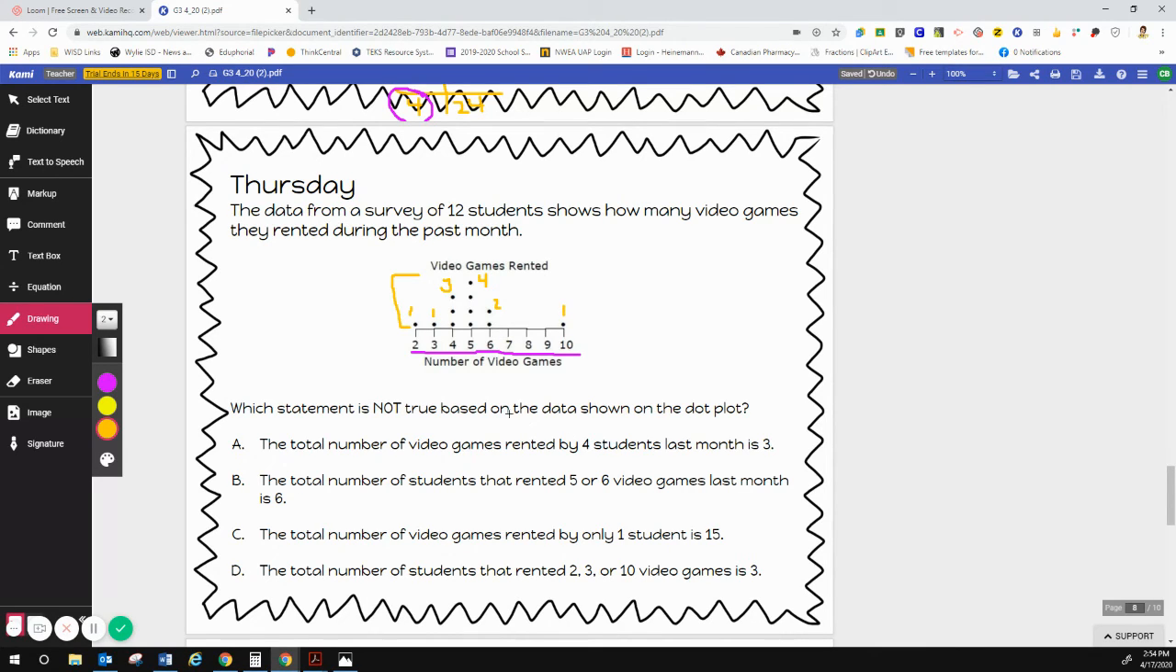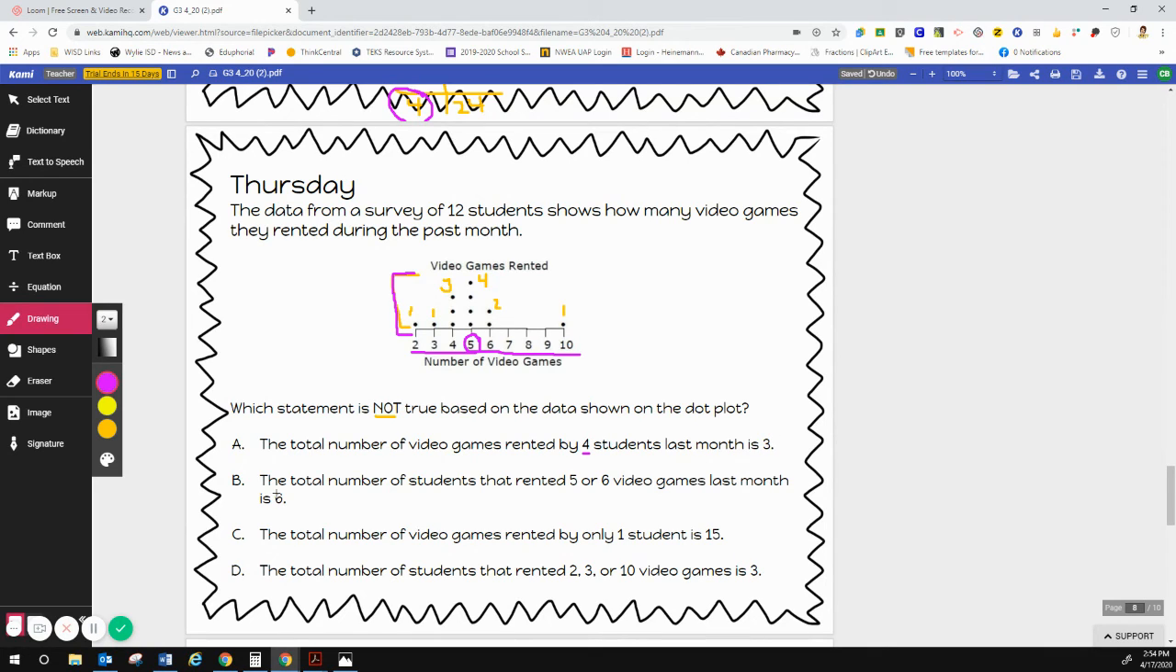All right, so let's look at our question. Which statement is not true based on the data shown? The total number of video games rented by 4 students last month is 3. Remember that this right here represents our students. So where do we have 4 students? We have that right here at 5 video games, and it says it at 3. So that's a possibility.